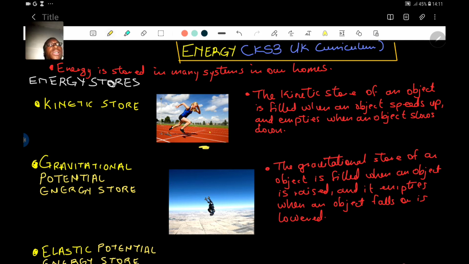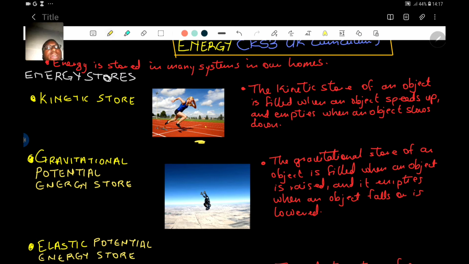Energy is basically stored in many systems in our homes. Now, the energy we are talking about here is not "I have energy, I have power." No, that's not what we're talking about. So far as you can lift something, let's say you have a pen, so far as you can lift your pen from one position to the other, that's what energy in physics is all about. Whenever we talk about energy, the first thing that should come to your mind is movement.